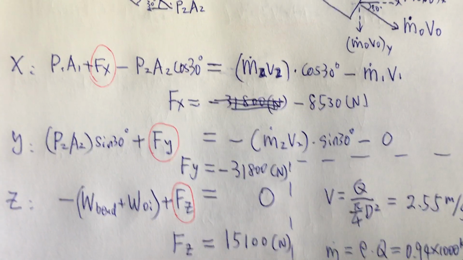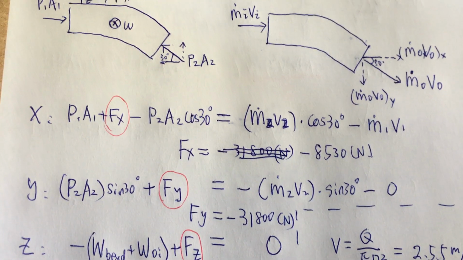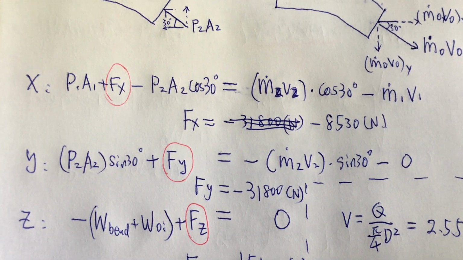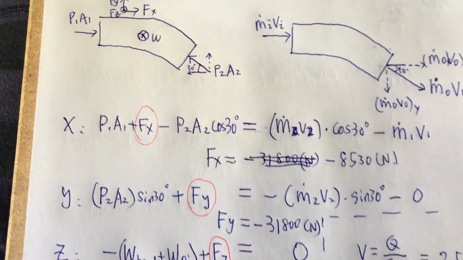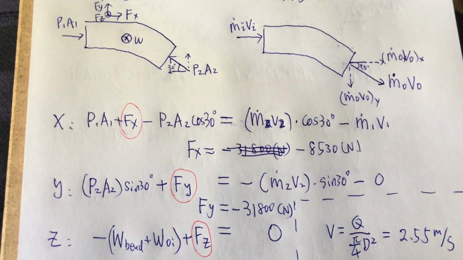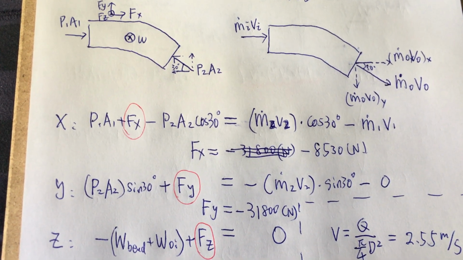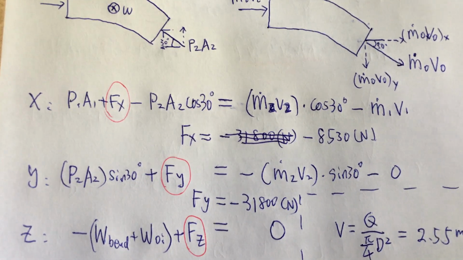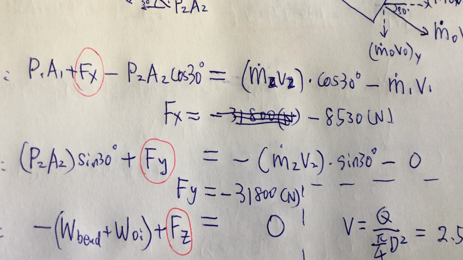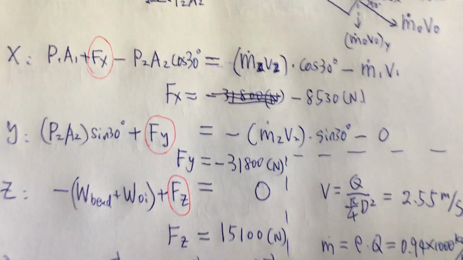The Z equation is easy, simple. There's no momentum in the Z direction, right? The flow is only in the XY direction, so the right-hand side of the equation is 0. The left-hand side is just the summation of the force. Basically, the force required to hold it in the Z direction is just to overcome the total weight, that is, the weight of the empty van plus the weight of oil. So these are the 3 equations.